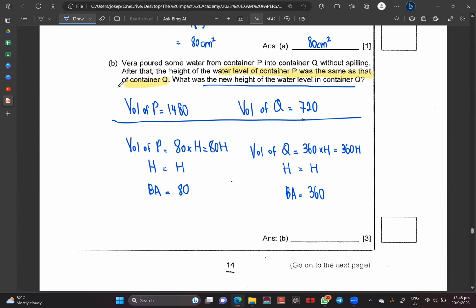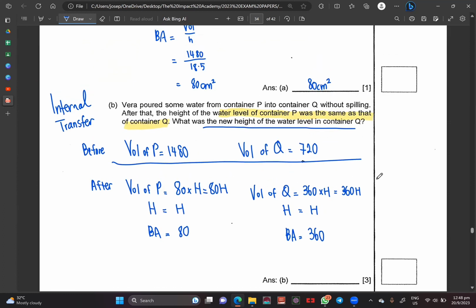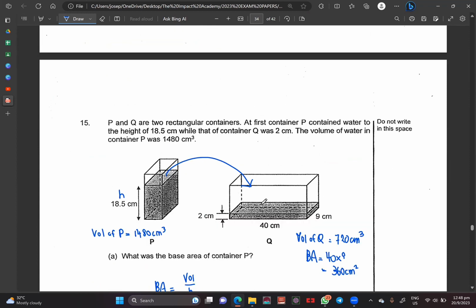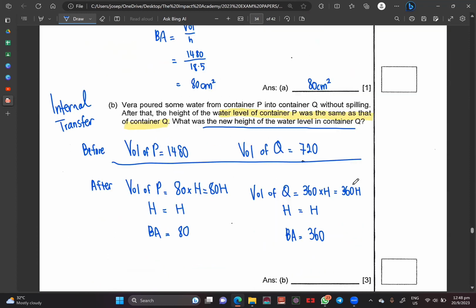So what happens now is that you can see that the volume of P before and the volume of P after is definitely not the same because I've taken out something from here and put it into Q. So the volume of Q before is also not the same as the volume of Q after, but there's one thing that is the same. Do you remember this concept called internal transfer? If you look at this, all we are doing is just pouring water into Q, but the total volume never changes. So this is a concept under constant total.